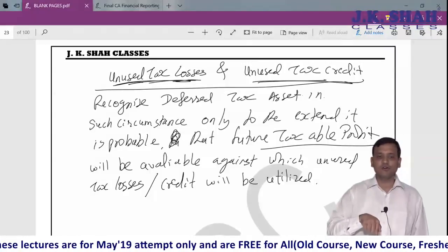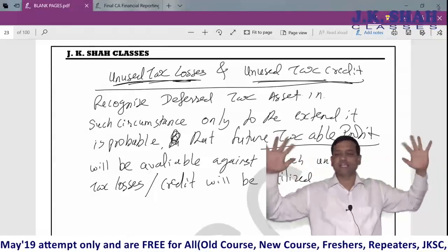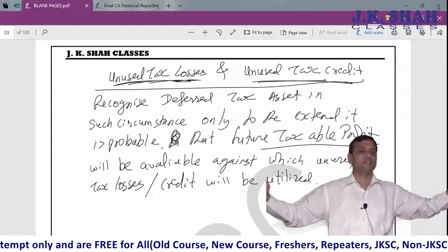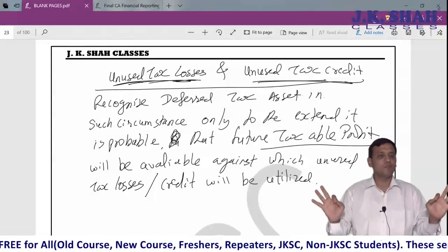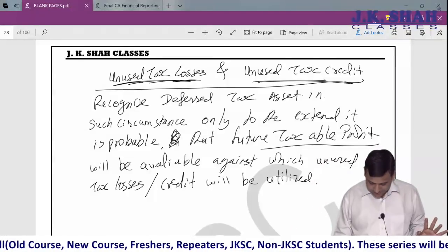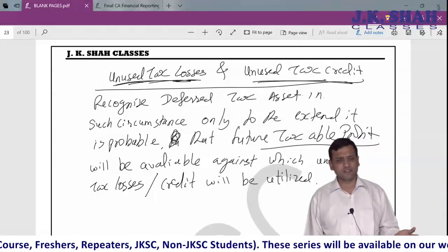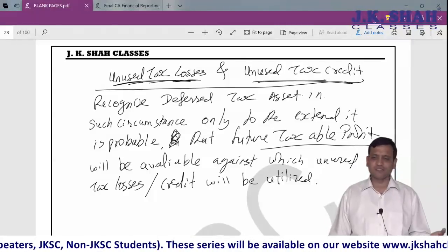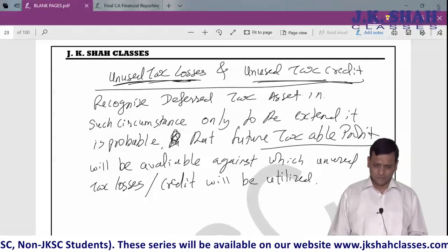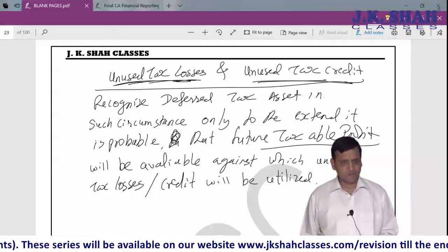This year there was a loss of 1 lakh, sir, next year profit is going to happen, but for this we do not need any convincing evidence, we do not need virtual certainty. What I require is nothing but a probability. It is probable that future taxable profit will be available. Probability, how does it come? Normal functioning is happening, good tax order, good books are there, tax planning is done. This is probability.